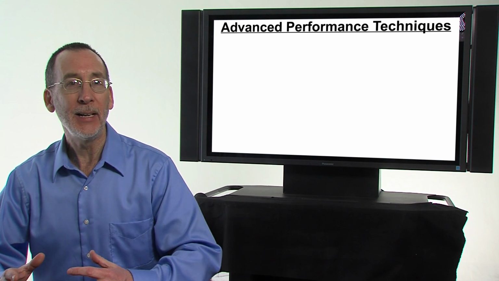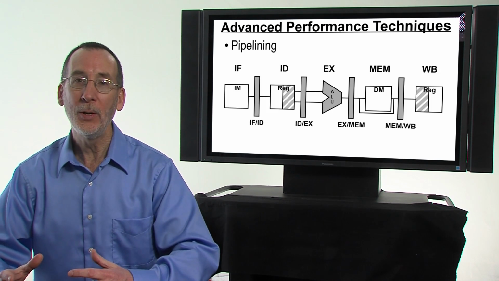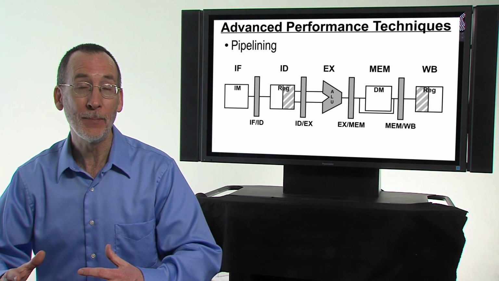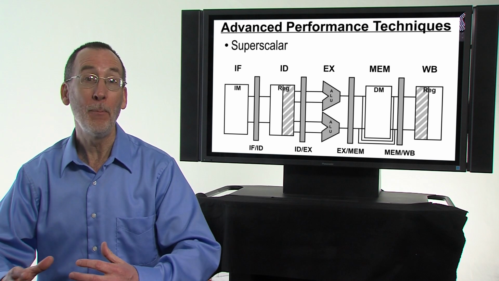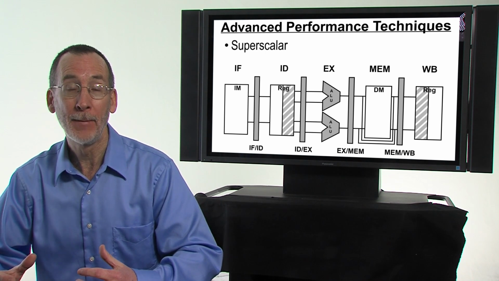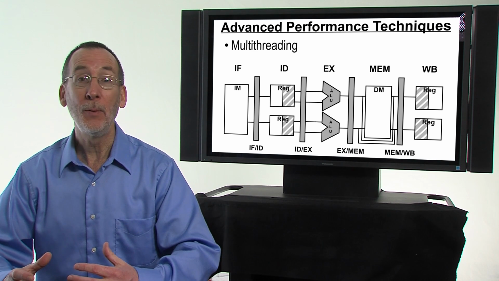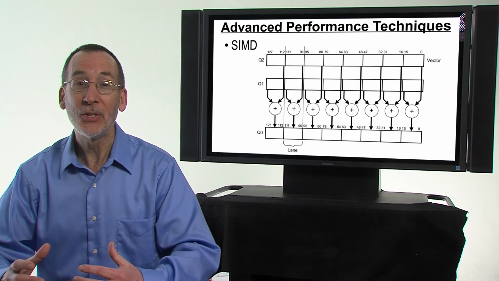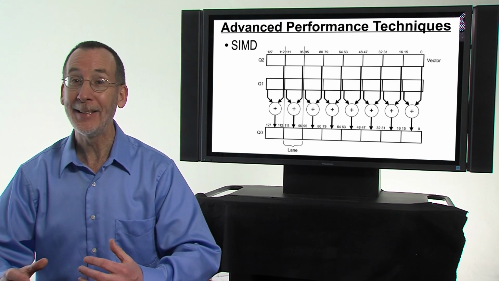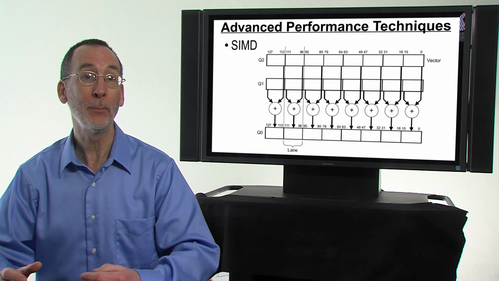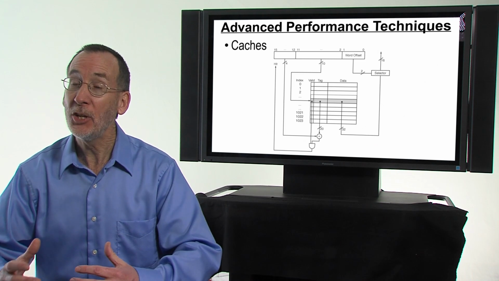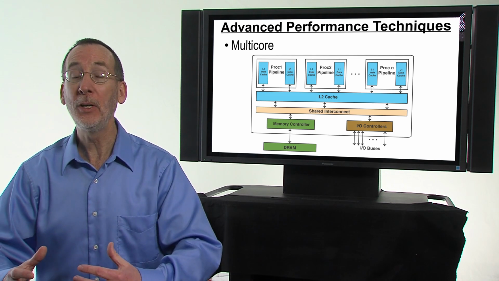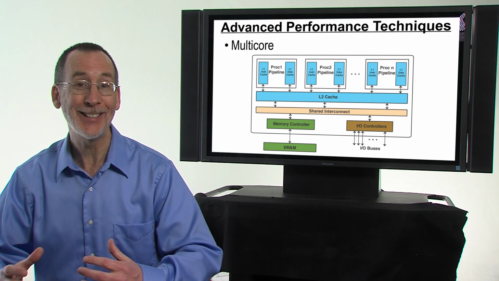And there's a number of techniques that we're going to cover, including pipelining, where we use an assembly line of instruction execution; superscalar, where we execute multiple instructions at the same time; multi-threading, where we may execute multiple programs within our processor at the same time; SIMD, or single instruction multiple data, which is a way to get data level parallelism, which is very important in particular applications; caches, which make our memories fast; and then multi-core, which is putting multiple processors on a single chip. Then we'll be prepared to go into the details of actual smartphone processors.